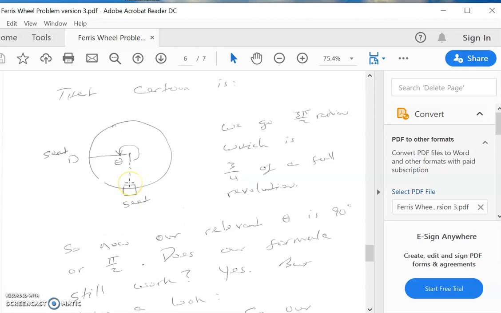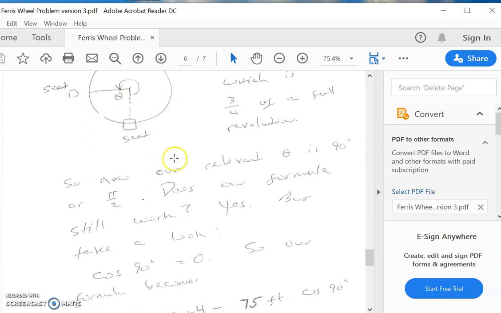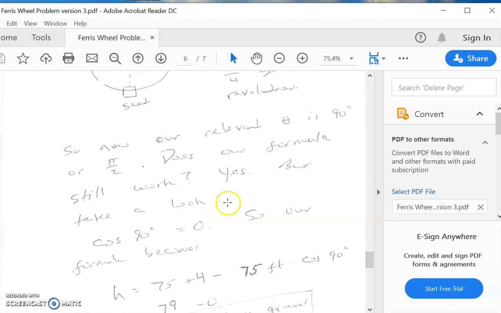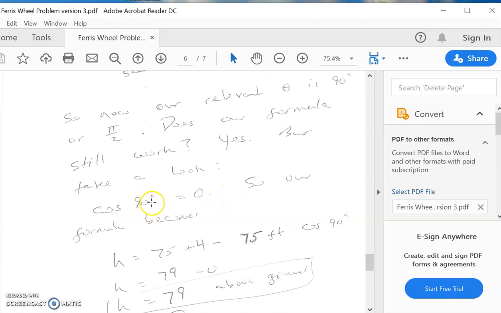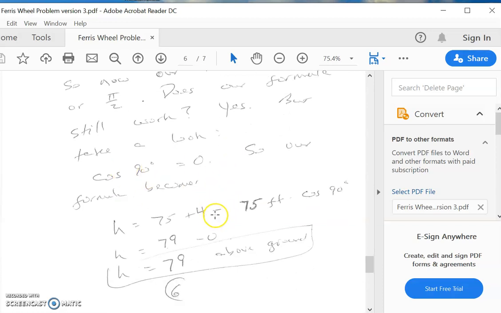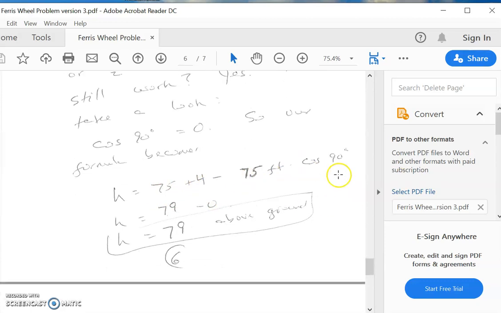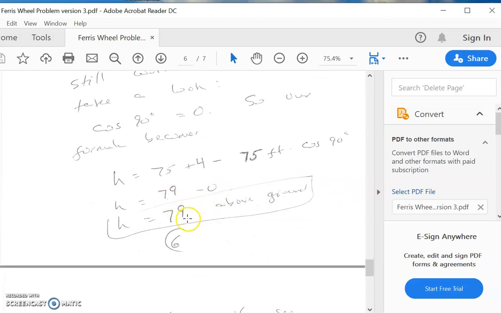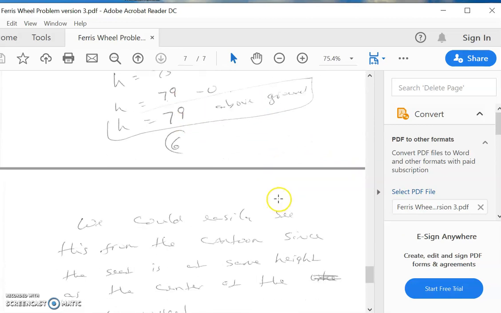That's how much of a difference we are between the original position of the seat and the ending position of the seat, okay? So now our relevant theta is 90 degrees, or pi over 2. Does our formula still work? Well, yeah, it still works. However, cosine of 90 degrees is 0. So our formula now becomes 75 plus 4, take away this part here. Well, that part here is 0. So 79 take away 0, or 79 feet above the ground, okay?